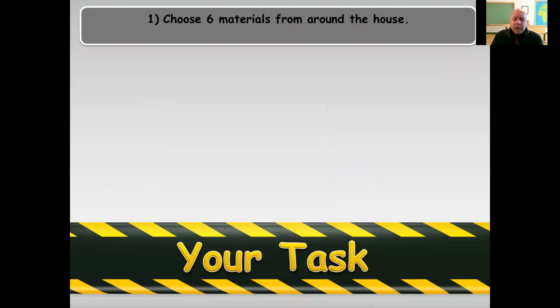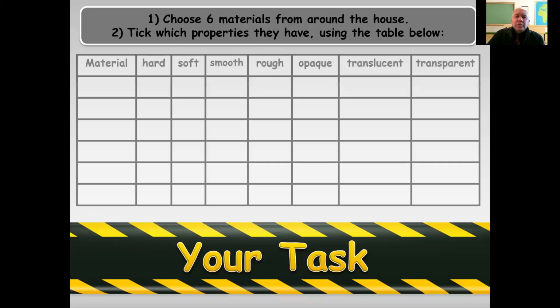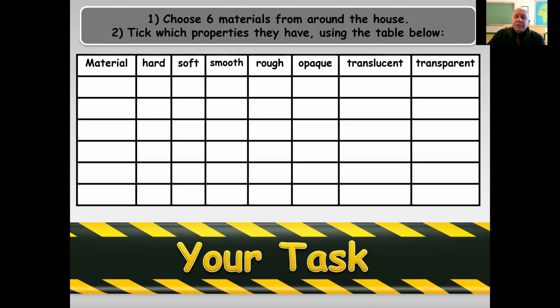Now, what I'd like you to do is to go around your home, or even from where you're sitting, look around your home and choose 6 different materials. Remember, not objects, materials. What I would like you to do then is to draw out a grid similar to this one and decide which property each of the materials have.